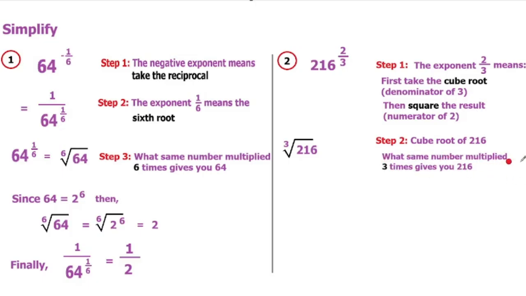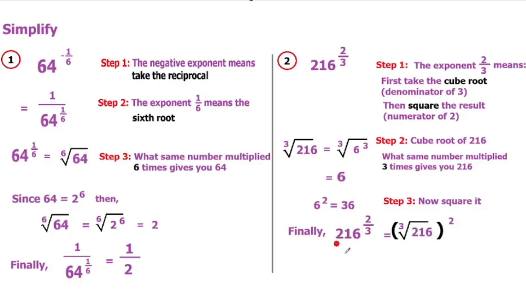So what same number multiplied 3 times gives you 216? Well, it's 6. 6 to the 3 gives you 216. 6 multiplied 3 times gives you 216. So when you take the cube root of that, you're just left with 6 because the power of 3 cancels out the cube root. And you're just left with 6. Now we can square it. So 6 squared equals 36.